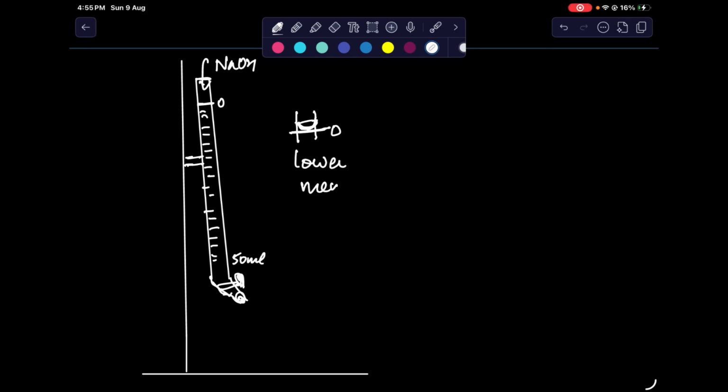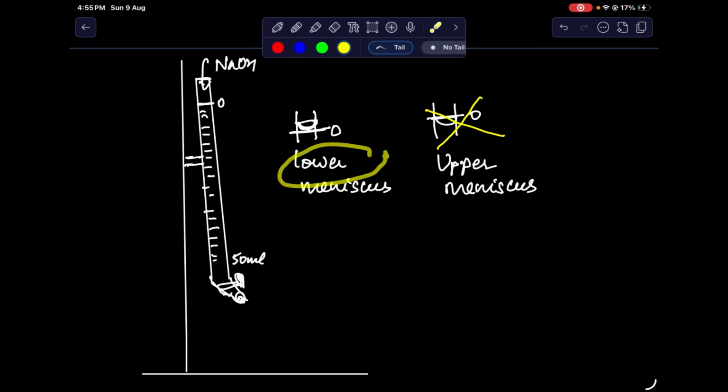That is the meaning of lower meniscus. If you are noting down the reading like this, that 0 is coming here, we call it upper meniscus. So here you have to read the lower meniscus. You don't have to read the upper meniscus. Why? Because in case of colorless solution, lower meniscus is noted, and NaOH is colorless. In case of colored solution, we actually cannot see the lower meniscus, and that is why we read the upper meniscus.